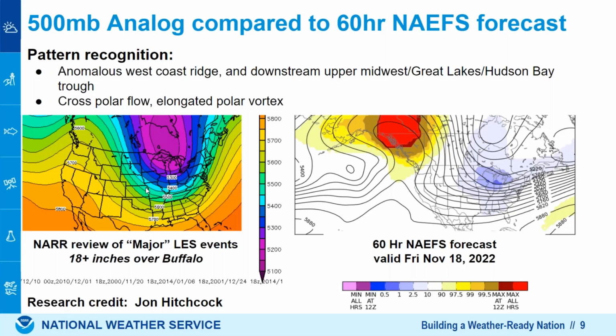John Hitchcock, one of our lead forecasters, put this together several years ago, looking at a number of events that occurred in 2014, 2001, 2000, and on and on, mapping out all the times where we had lake effect events with over 18 plus inches of snow. Using the NAR data, you get a pattern that looks like this. On the right is a 60-hour forecast from the NAIFS, and you can see a large anomalous ridge in the west, and a developing anomalous trough in roughly the Midwest, Great Lakes, Hudson Bay area. That's usually giving us enough confidence to issue the eventual lake effect watch and warning.